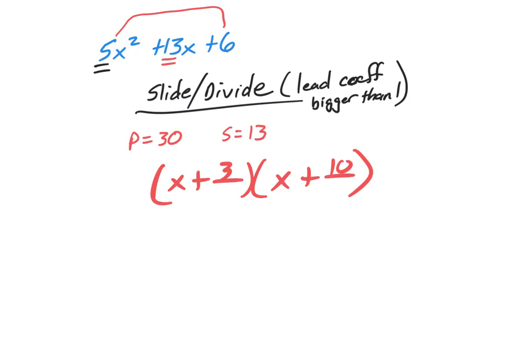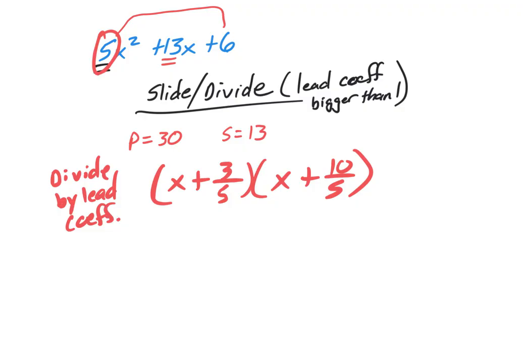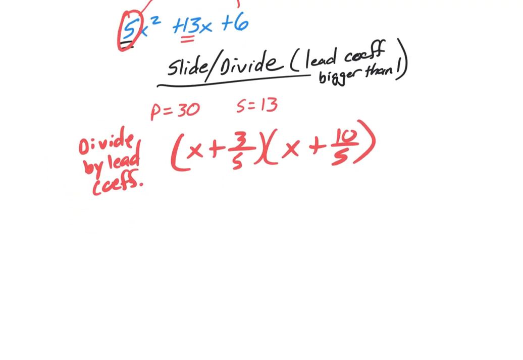So here's what we're going to do. We're going to write those two numbers, but we're going to write them over a fraction. We're going to divide them by something. The number that we're going to divide them by is that leading coefficient. It's that 5. So we're going to divide by the leading coefficient, the number that was different.